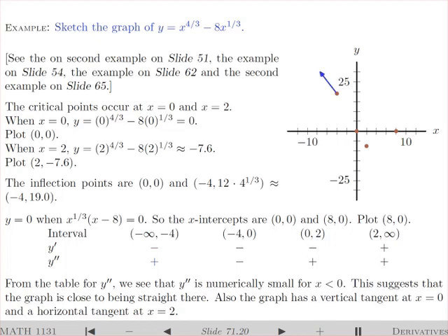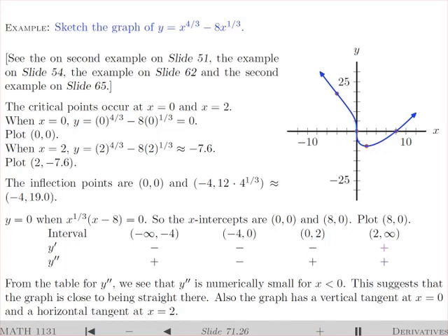From -4 to 0, y prime and y double prime are both negative. So the function is decreasing and concave down. From 0 to 2, the function is again decreasing and concave up. In the last segment, 2 to infinity, the function is now increasing because y prime is positive, and concave up because y double prime is also positive.